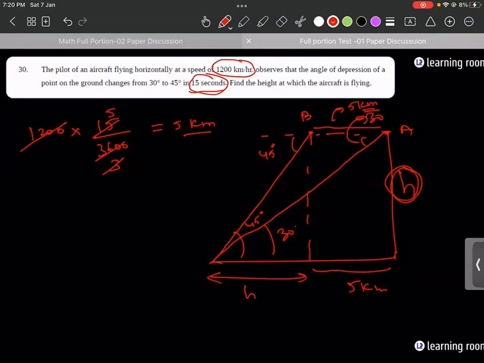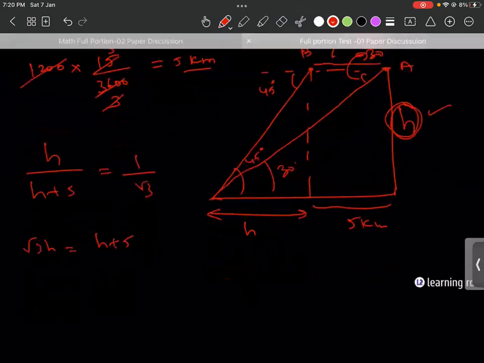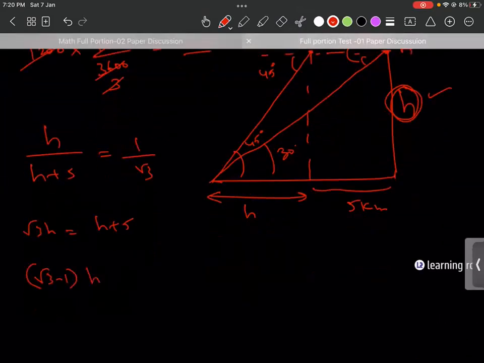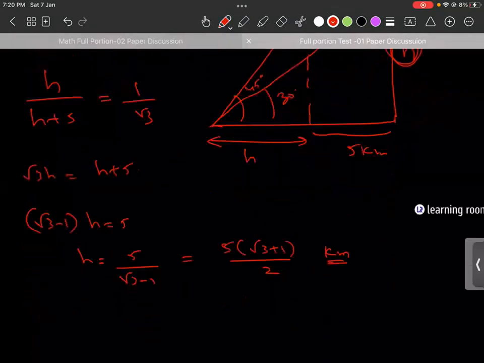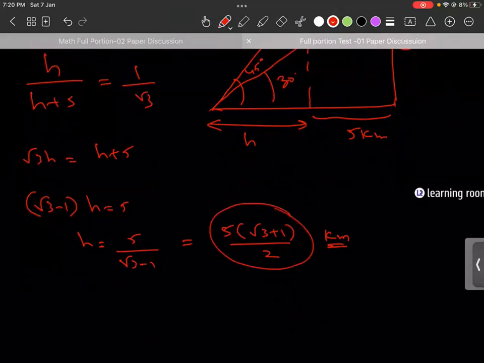This is H. H divided by H plus 5 should be equal to tan 30. That is 1 by root 3. Root 3 H will be equal to H plus 5. Root 3 minus 1 into H is 5. H will be 5 by root 3 minus 1. And rationalize it, you will get 5 into root 3 plus 1 divided by 2. So these many kilometers will be the height. I hope you're clear. Yes, sir.